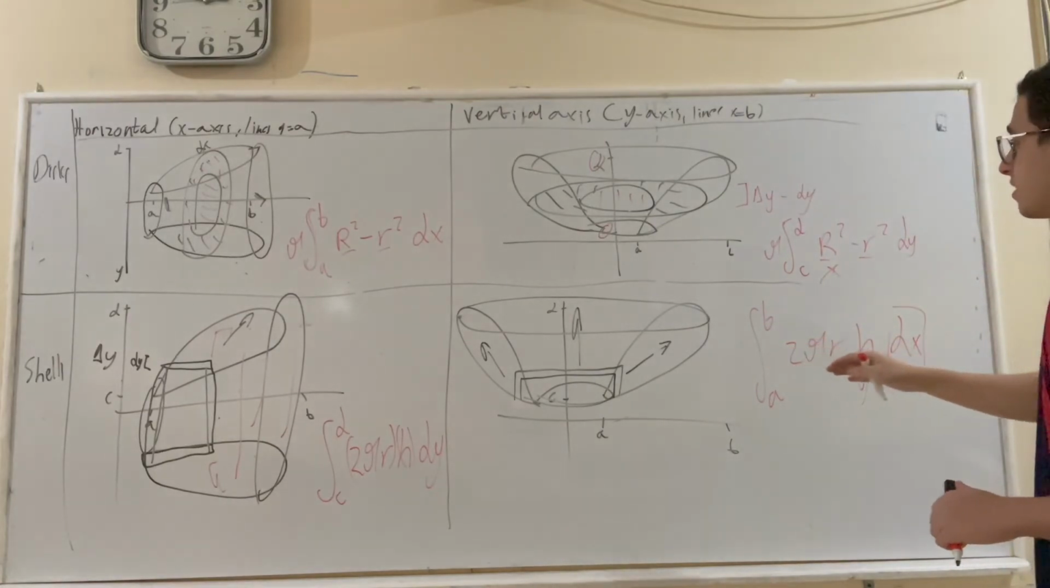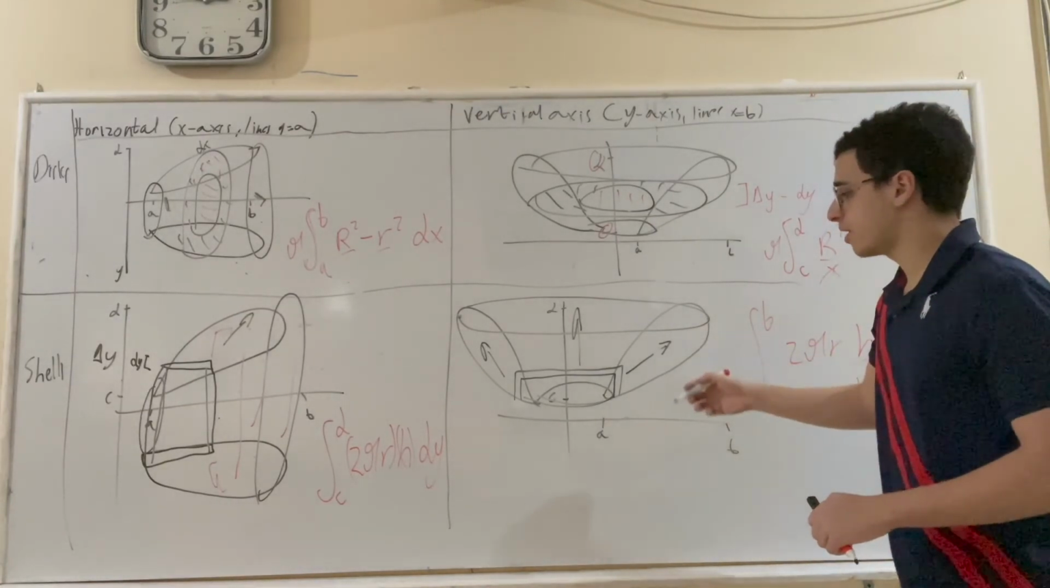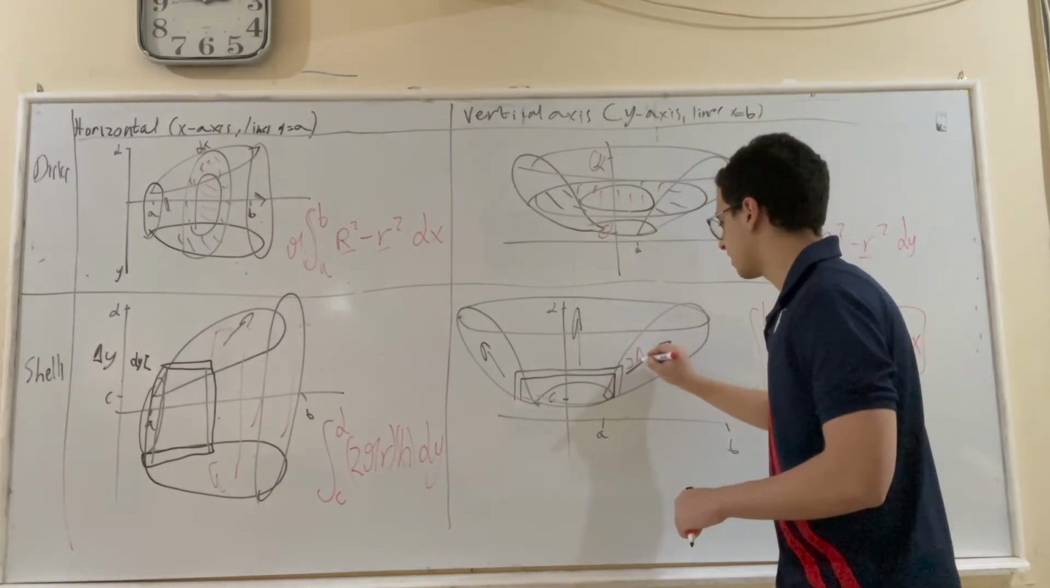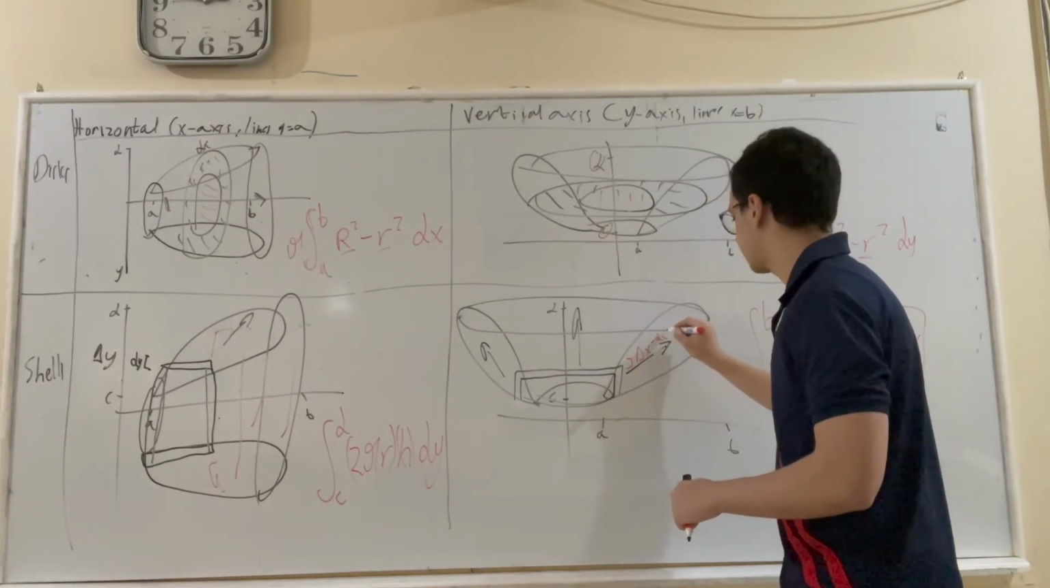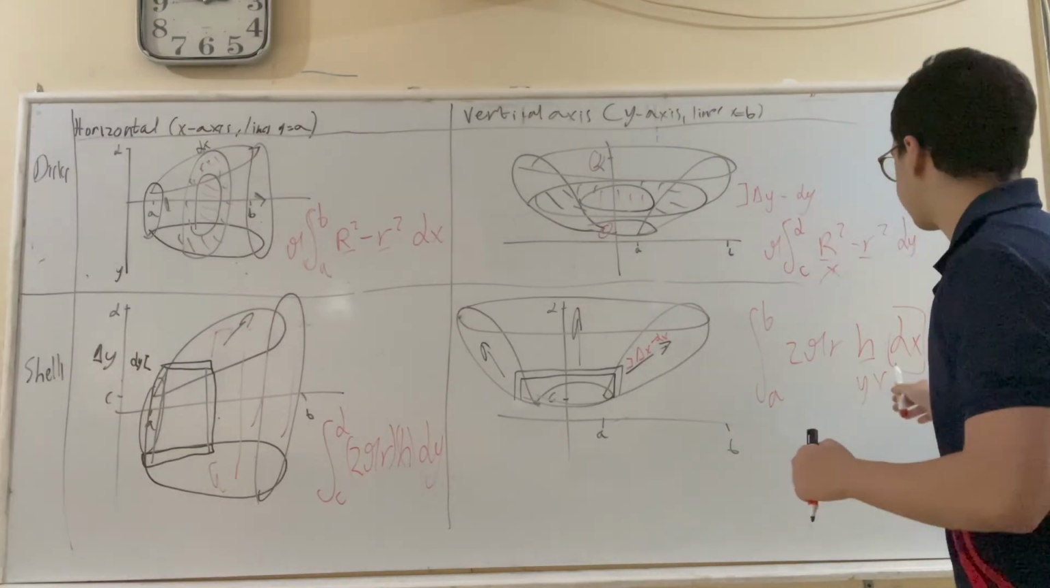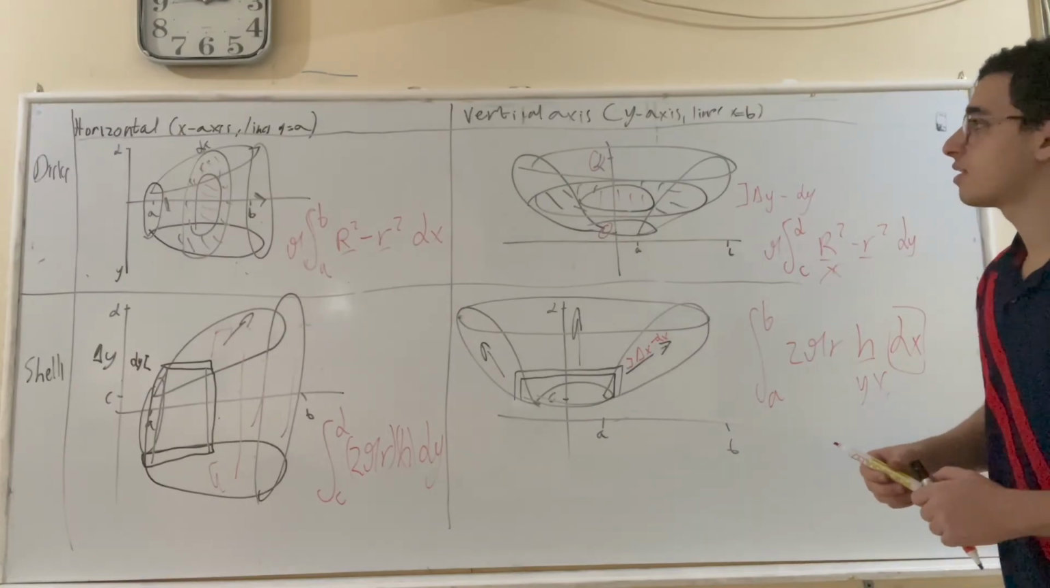I tried to make the best of it. So here, of course, I forgot to say, our thickness here is a delta x, meaning a dx. So that's how you also know it's a dx. So yeah, this is the best I can explain the disc and shell method.